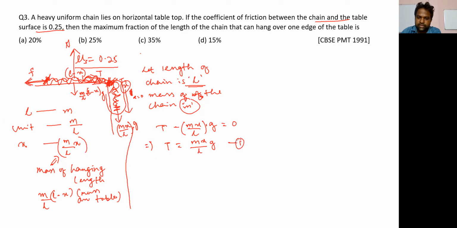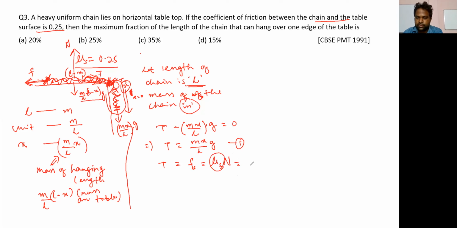Now the second equation we can get from here only. Here also friction and tension must be equal, no motion. So we can write F minus T is equal to 0, or T is equal to F, friction. What is friction? Friction is mu s, or F static. This is a maximum one. So the maximum Fs is mu s N. What is N? N is this one, M by L, L minus x into g. So we can use that one.